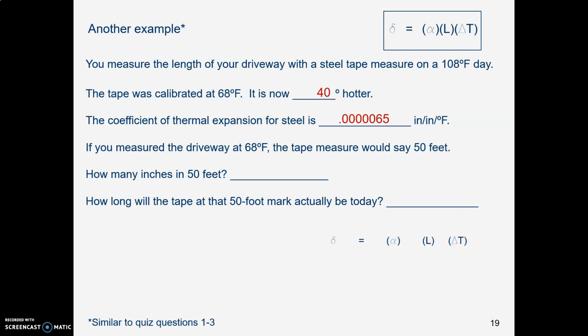Okay, so now let's work towards plugging our numbers in. First, they give us the length in feet, 50 feet. How many inches is that? 50 times 12 is 600 inches. So let's figure out how long will the tape be at that 50-foot mark. Here's our equation. The change in length is, there's our coefficient. 600 is the original length. Delta T is 40. So the change in length will be 1/56 of an inch.